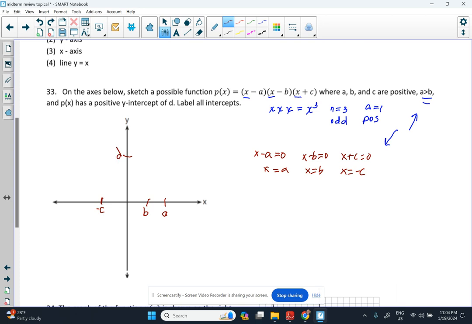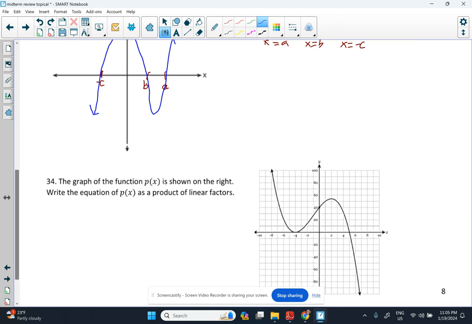Okay, so now we have enough information to graph this. You have to show these labels. You're going to lose points if you don't. Okay, and we start left to right. It passes through negative C, passes through D, cuts through B, and cuts through A. And we're going to put arrows on the end. And that's how you would do that type of problem.